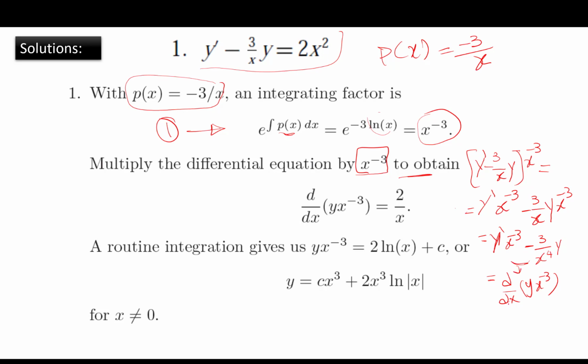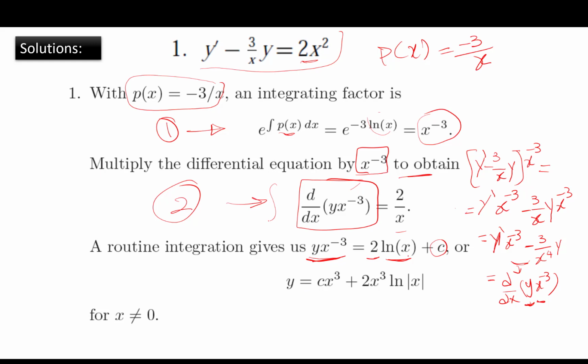If you look deeper, you can say that it equals d by dx of y times x to the minus 3. So now we have this in the left-hand side. And the right-hand side is multiplied by x to the minus 3, so it is going to be 2 over x. That's right. And then a routine integration: the second step for us is to integrate this. The integration of this differential equation gives us y x to the power minus 3 on the left-hand side, equal to 2 ln x plus a constant. This constant is an arbitrary constant.